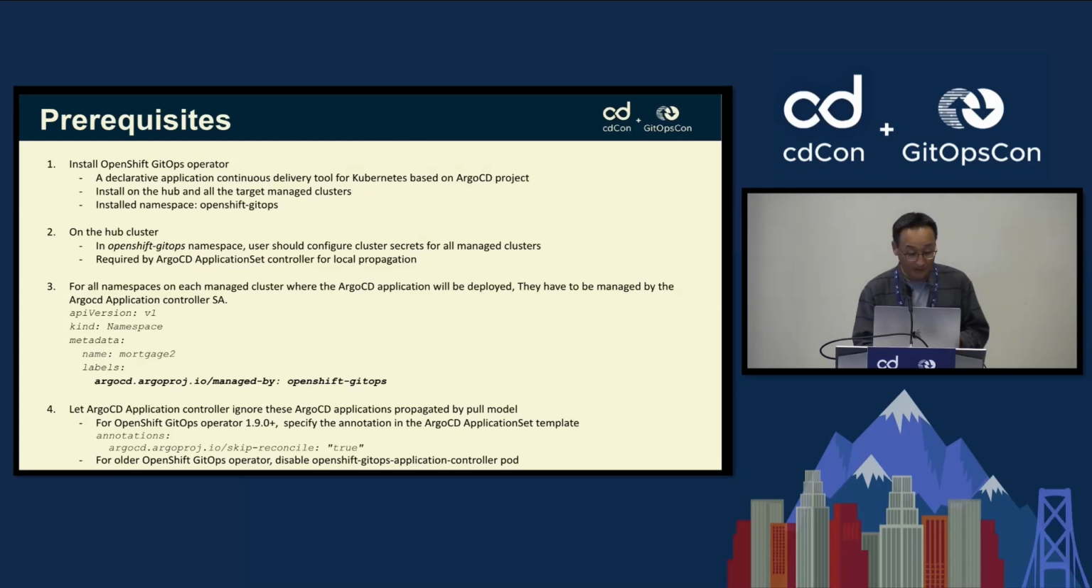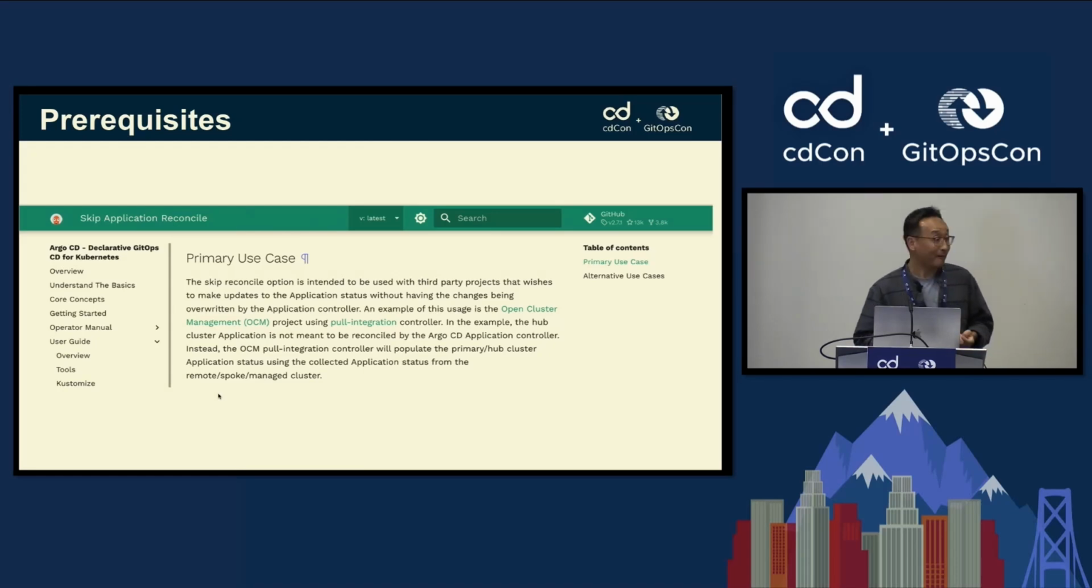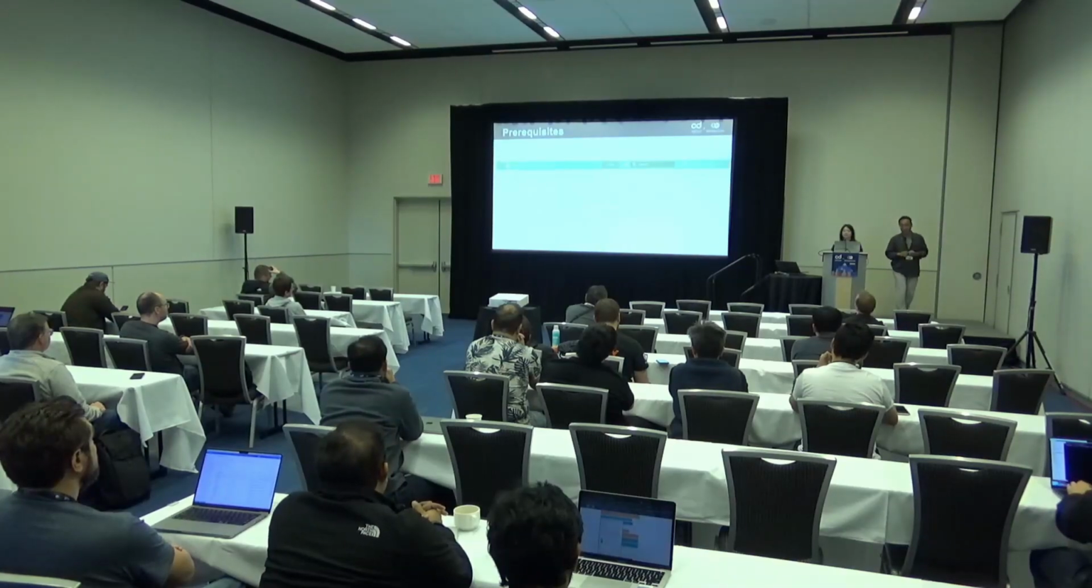And the third one is also required by the Argo CD application controller. If we want to deploy something to the managed clusters into a specific namespace, then we have to set up this particular label to let the namespace be managed by the application controller. Otherwise, there's no RBAC control, so all the deployment will fail. Okay, then let me go back to Maggie to talk about the other prerequisite.